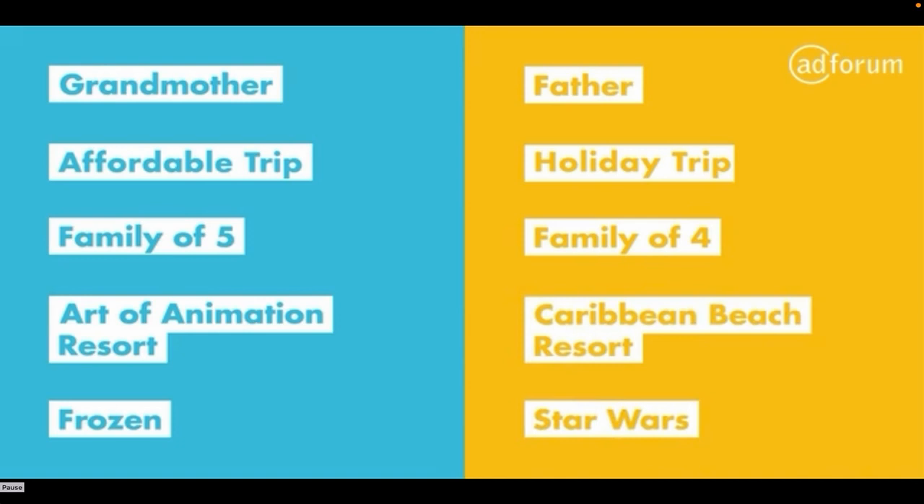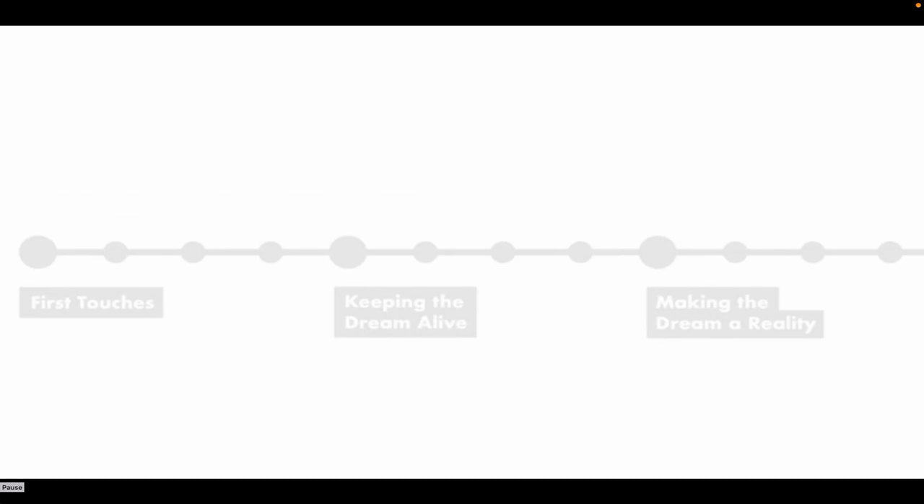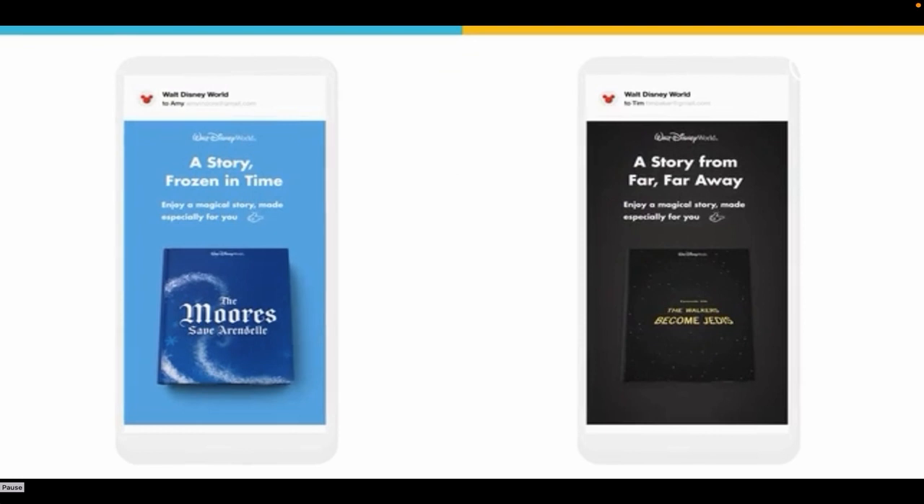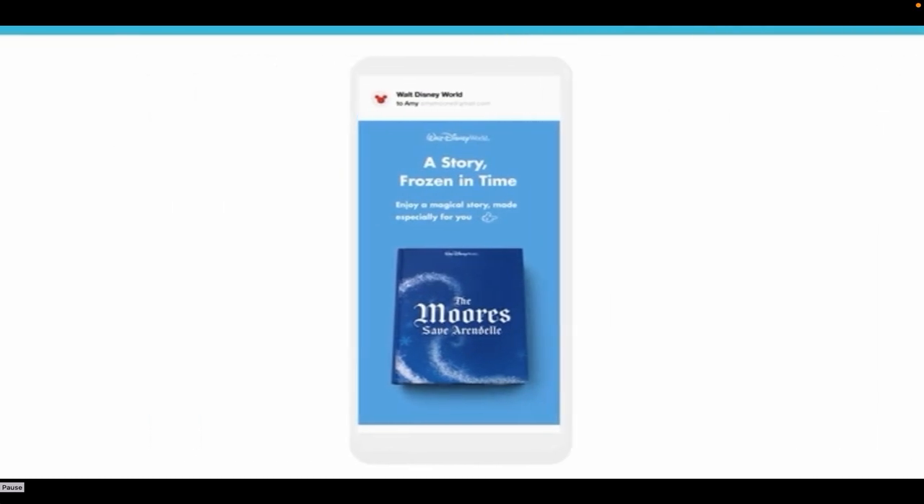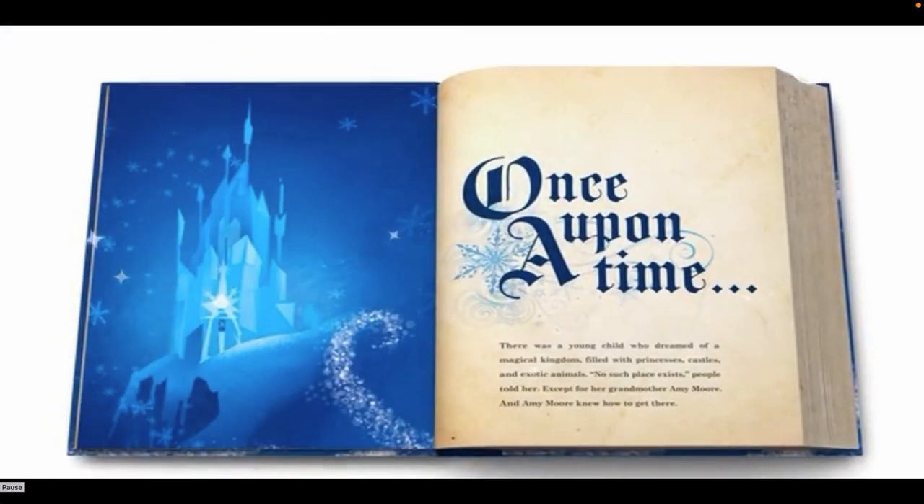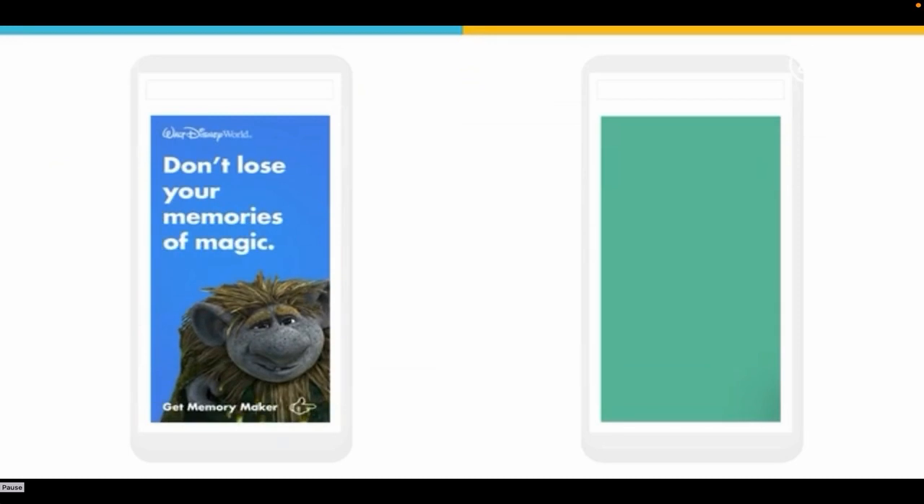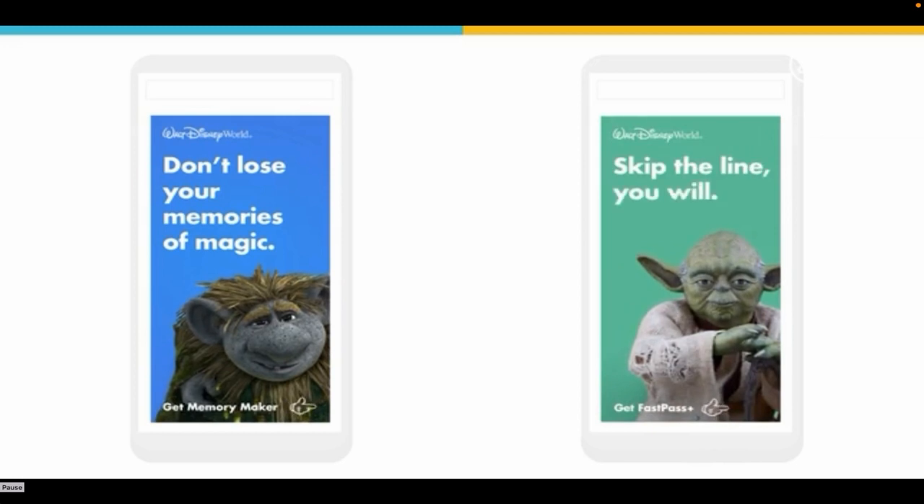These signals tell us which levers to pull at each point in their journeys, starting with an engaging first touch to get them excited about Disney again. The night after they abandon their carts, Amy and Tim each get an email with a personalized storybook where their families go on an epic adventure. Tim shares his with his whole family, and Amy reads hers to her granddaughter before bed. Next, we keep their dreams alive with ideas and advice about their upcoming trips from a few wise characters. Grandpappy tells Amy about Memory Maker so she can get photos of her whole family. And Yoda tells Tim about FastPass Plus so he can skip the line at Star Tours.